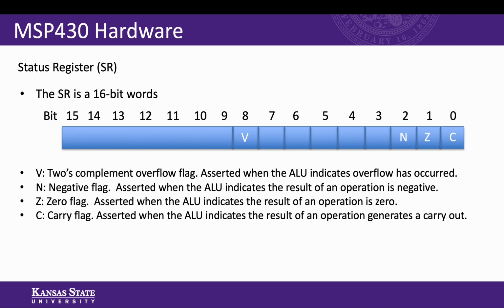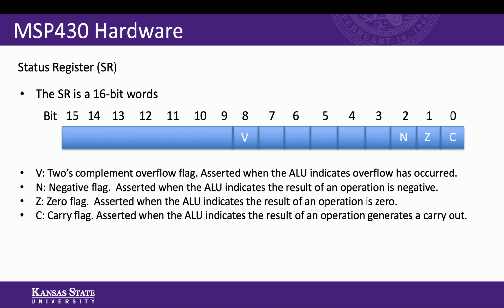Now, going back to the third register, R2, which is the status register SR, it contains 4 bits that we need to be aware of right now. These bits are V, N, Z, and C, or bits 8, 2, 1, and 0, respectively. Bit V is the 2's complement overflow flag. When the ALU, the arithmetic logic unit, performs a subtraction or addition with negative numbers, the overflow flag is asserted when overflow occurs. The word asserted here means equals 1.